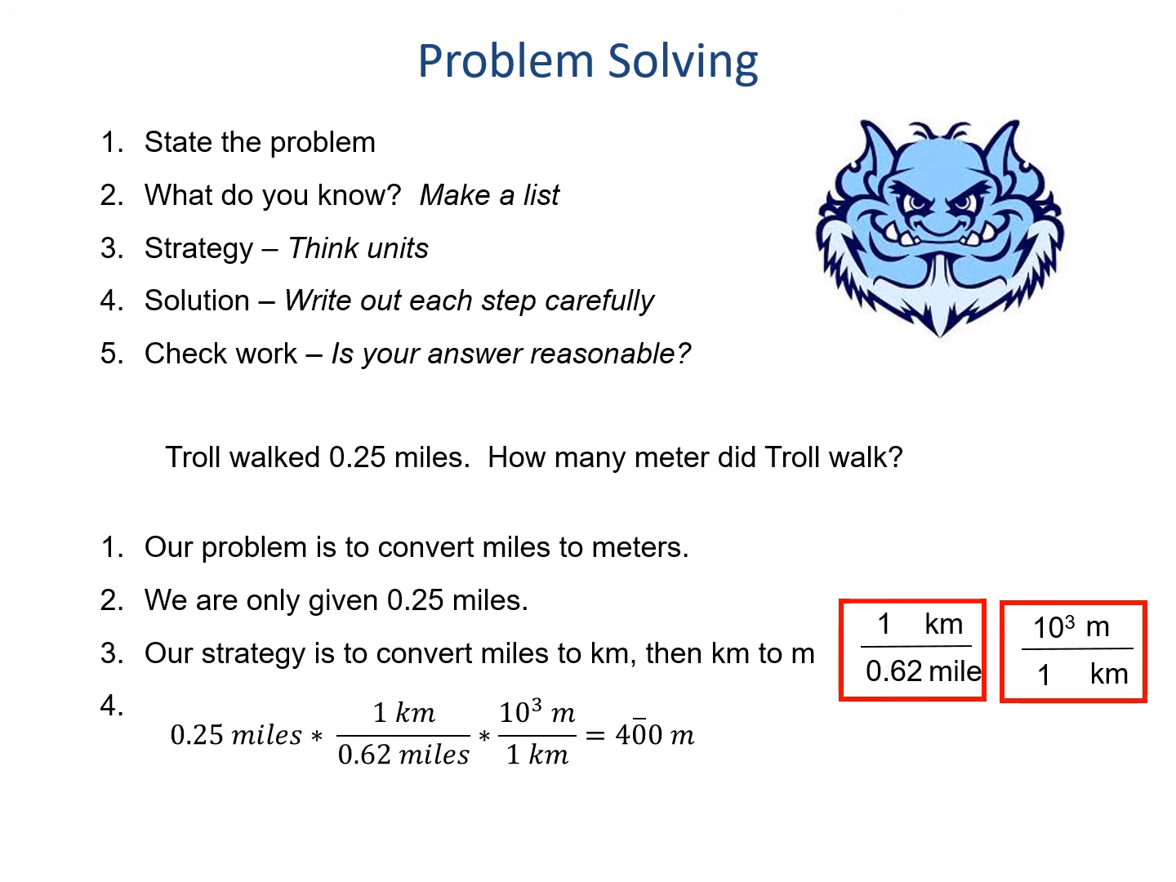So check there. We go to a much smaller unit when we go to meters. So again, this number should be going up. 400 is definitely going up. So our solution seems reasonable.